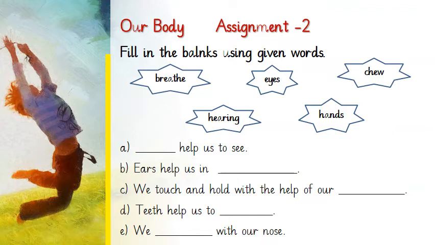Children, you can do it very easily because the word bank is given to you. Pick the correct word for each given space. Take your time and match your answers later on. Let's come up with the answers. Part A, eyes help us to see. Part B, ears help us in hearing. Part C, we touch and hold with the help of our hands. Part D, teeth help us to chew. Part E, we breathe with our nose. Match your answers. If these are correct, you have done a wonderful job.